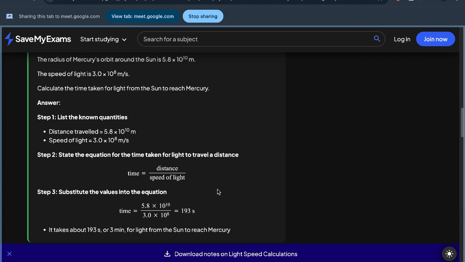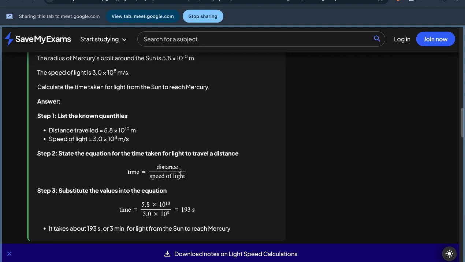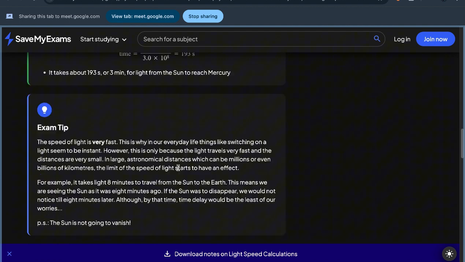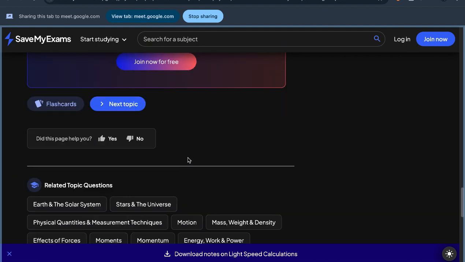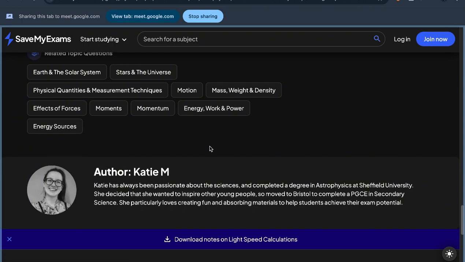We get 193 seconds. So it takes 193 seconds for light to travel from the sun to Mercury, for this particular calculation. Okay, now let's move on to the next one.